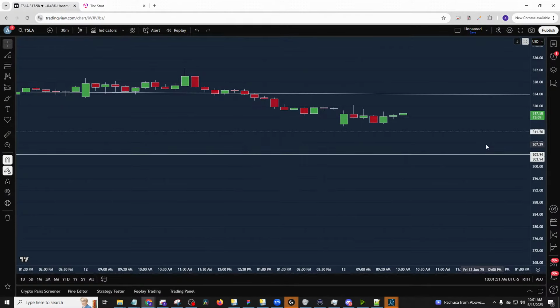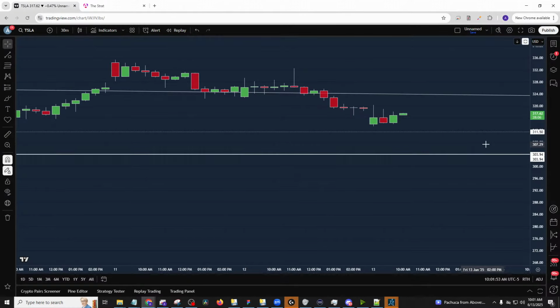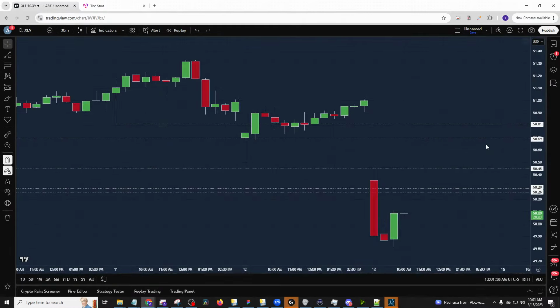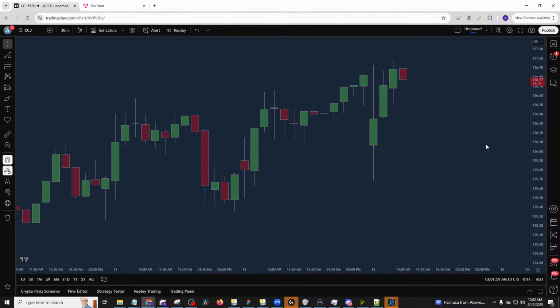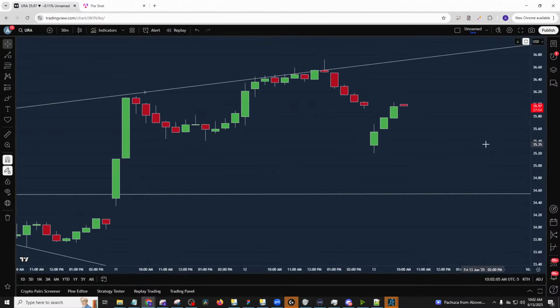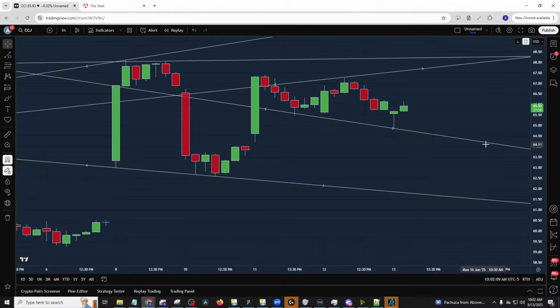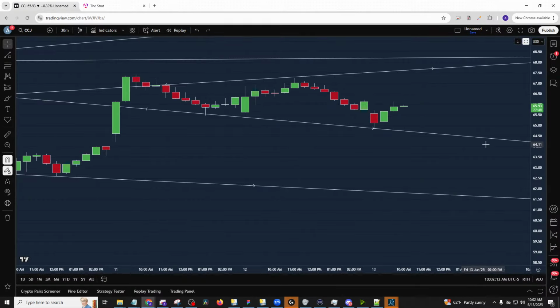Tesla is 15 up, pivot machine gun, 30 rev strat PMG setting up. Tesla, 30 rev strat. Uranium is inside 30 at the highs. CCJ is inside 15, inside 30. Double inside 15, actually.